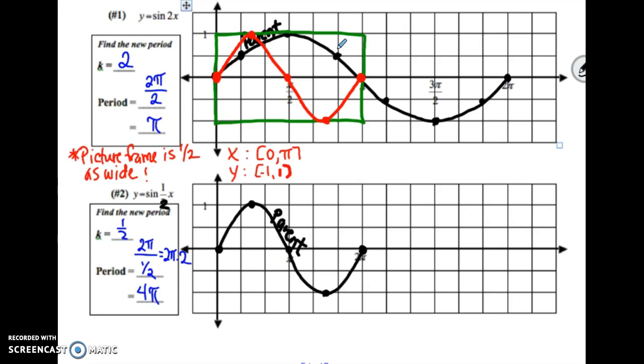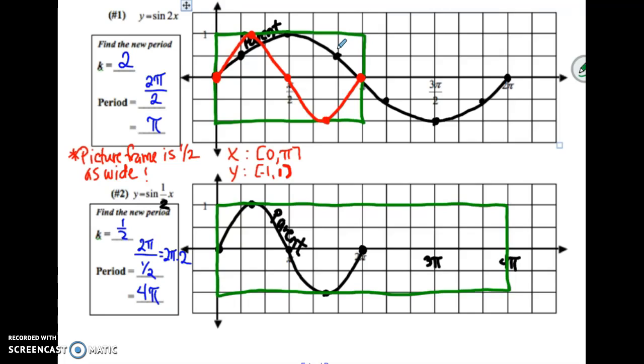But now I'm stretching this graph out so that it's going to be twice as long. So here we've got 1 pi, 2 pi. This is going to be 3 pi right here. And this is going to be 4 pi right there. Okay, so now basically our picture frame for our new graph, we're just making it twice as wide. It's going to go all the way out to here.